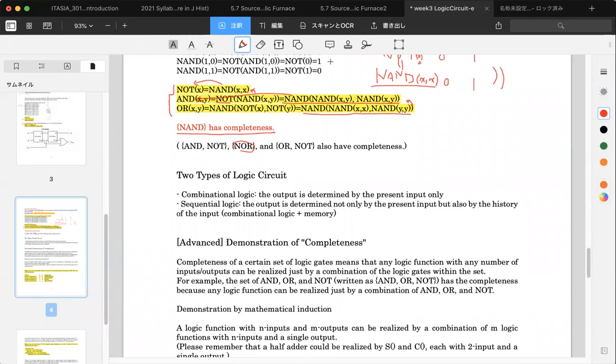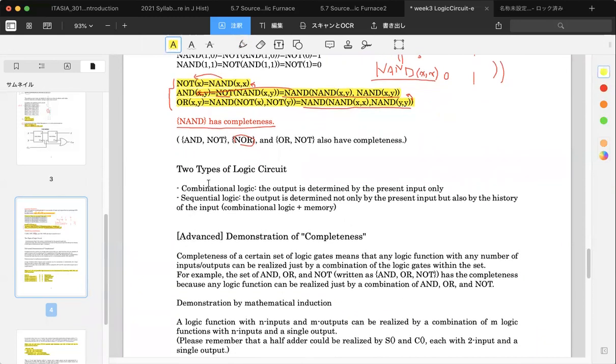Yeah, sorry. Did I read this? Combinational logic, present input. Okay. Are these just definitions? Yeah, these are just definitions, I think. Yeah, I think this is okay.